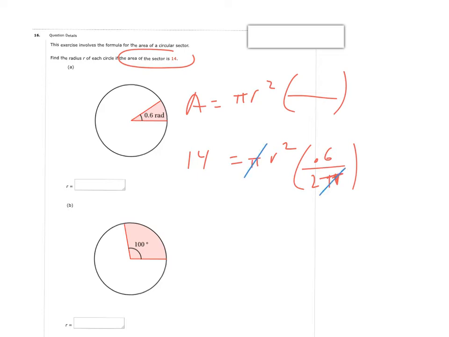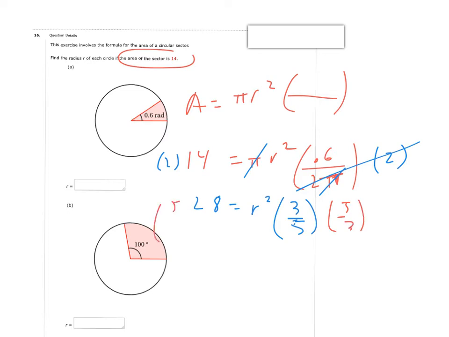So now I can cross off these. I'm going to multiply each side by 2, so 28 equals r squared times, and I'm actually going to see this as 3 over 5, or 6 over 10 if you like, but I'm going to see it as 3 over 5. So I'm going to multiply by 5 over 3. And that does not cancel out, so I just get that r squared equals, that's 28 times 5, 140, so 140 over 3. And then I would square root that, which I'll try to do a little more neatly there.